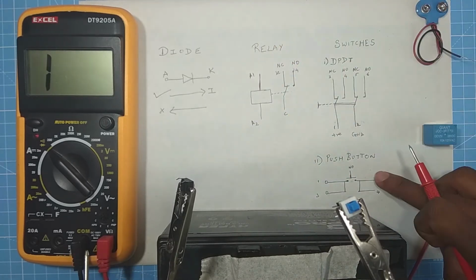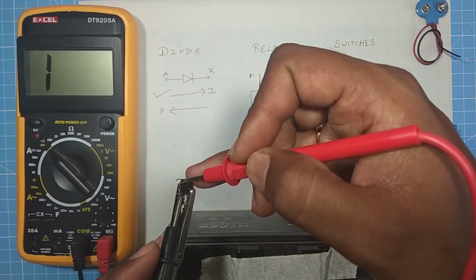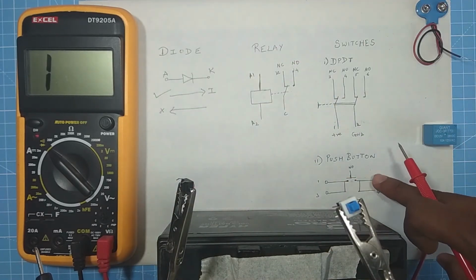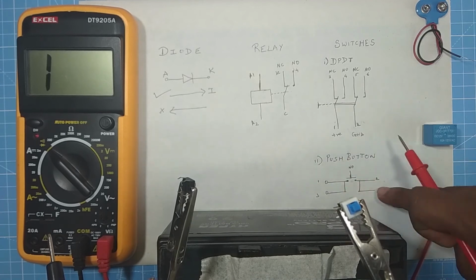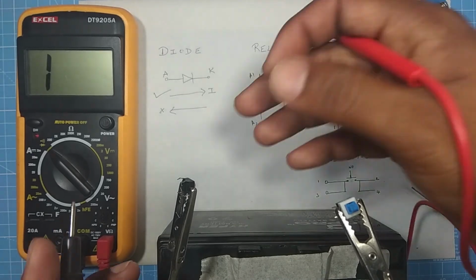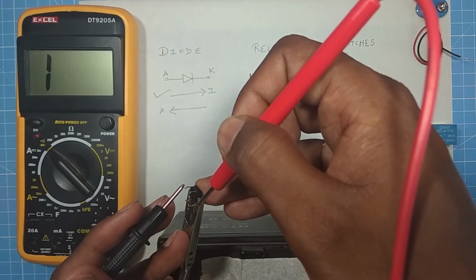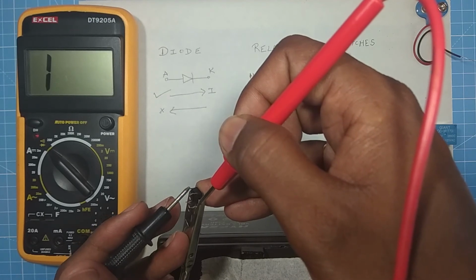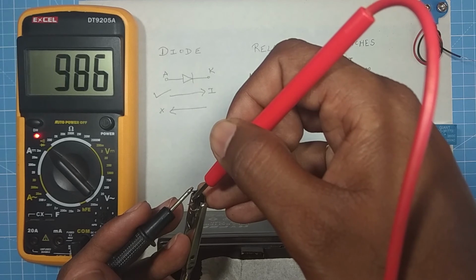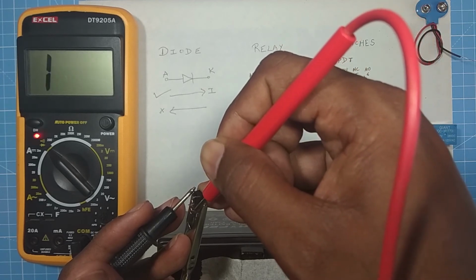Let's see whether continuity exists between the 2 and 4 terminals. These are the 2 and 4 terminals. Yes. So the first condition, which is the initial state condition, has been satisfied. So let's move ahead by pressing the switch. Let me press it like this. So let me see if continuity exists between pin number 1 and 2. Yes. And pin number 1 and 4.